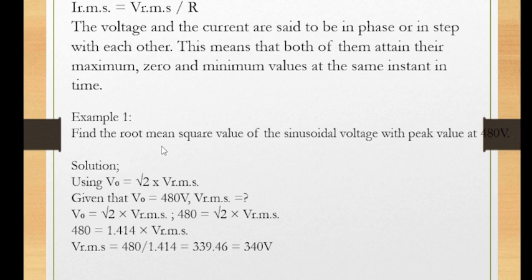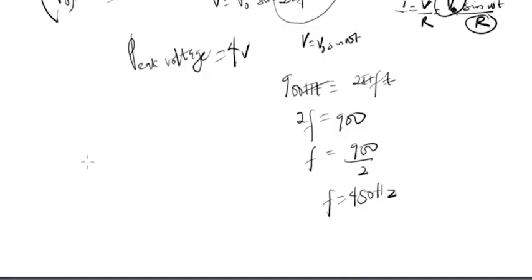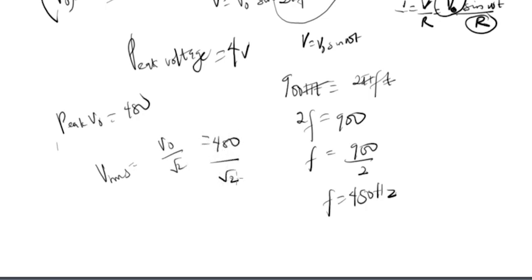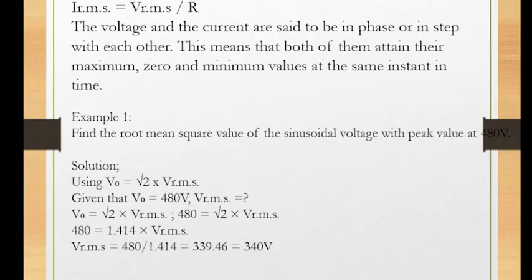So the question is, find the root mean square value of the sinusoidal voltage with peak value 480. In this question, we were given our peak value, V naught, don't forget that, to be 480, and we're asked to look for our VRMS. So VRMS is just V naught divided by root 2. And that's going to be equal to 480 divided by root 2, and we are going to get our answer. So that's how we got that.